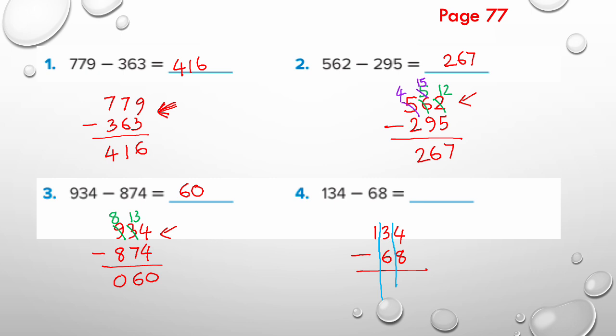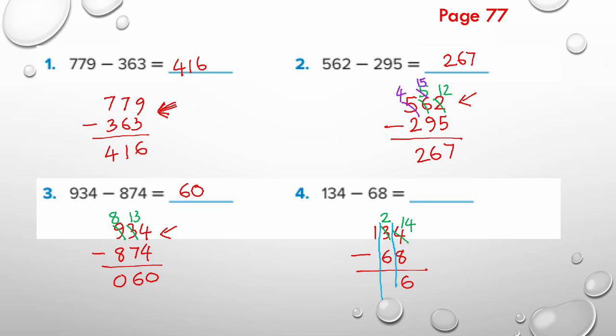Okay. Now look at this one. 4 minus 8. Again, same problem, not possible. So what you will do? You need to borrow. You need to borrow from here. This becomes 2, and this becomes 14. 14 minus 8. How will you do 14 minus 8? So 8 is taken away from 14. 14 minus 8, so it is 6 here.